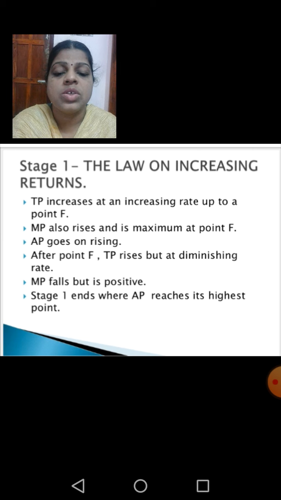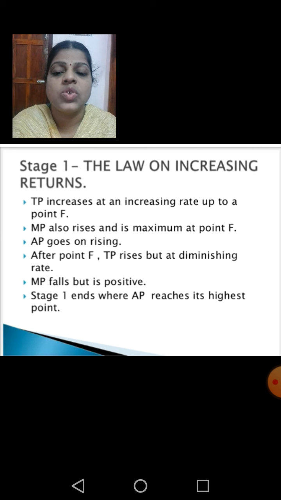So stage 1 ends where AP reaches its highest point. Where does stage 1 end? Where we can see the AP reaches its highest point, there we can see the end of stage 1.